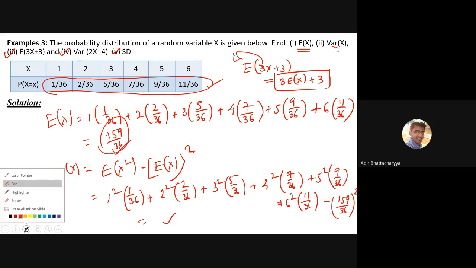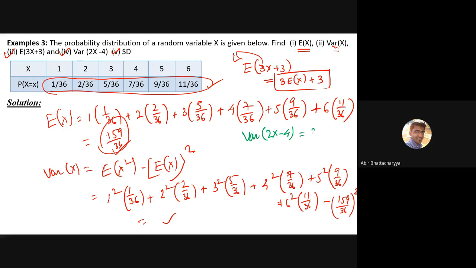This is number 3. Now, next, variance of 2x minus 4. Again, it's direct algebra. Direct algebra tells us it equals 2 squared variance of x. 2 square means 4 variance of x. Why 2 square? Because the coefficient of x will go outside, and the other constant will be 0, right? So 4 variance of x, whatever we have calculated, say this is a value of a, so 4a is the answer.